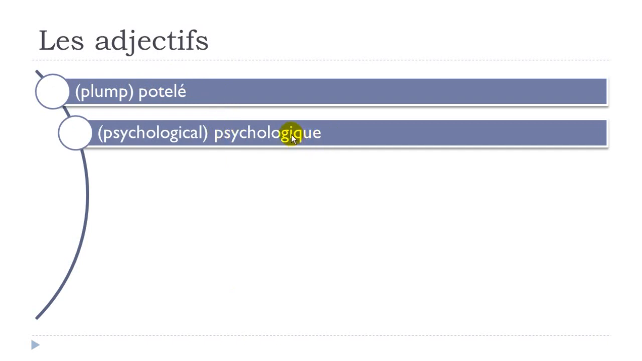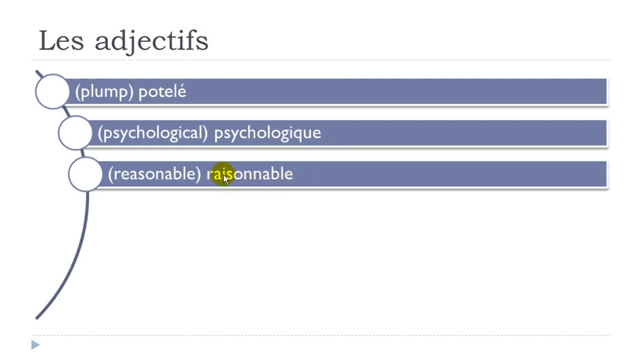Psychologique. Okay, remember at the end you've got this K. Okay, so ic, and then Y is pronounced like I. Psy. And then it's an exception here because normally we should pronounce it sho, okay, but then we pronounce it ko. Psychologique.